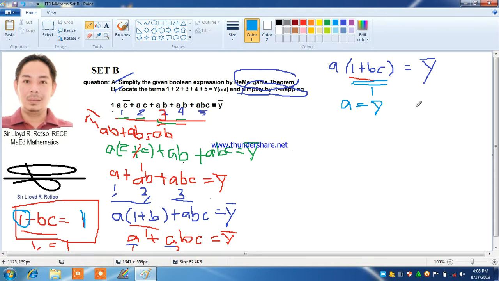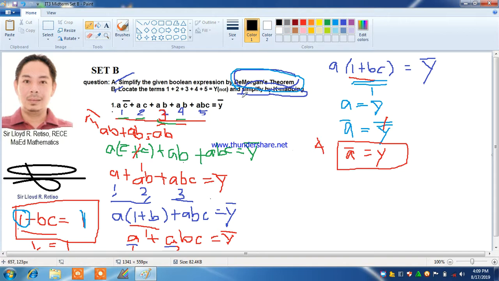So we have here A equals Y naught. Applying now DeMorgan's theorem, A naught is equal to Y naught naught, and of course the double naught cancels out. So we have here A naught is equal to Y. So this is now our final answer. Now for letter B, so this was letter A.